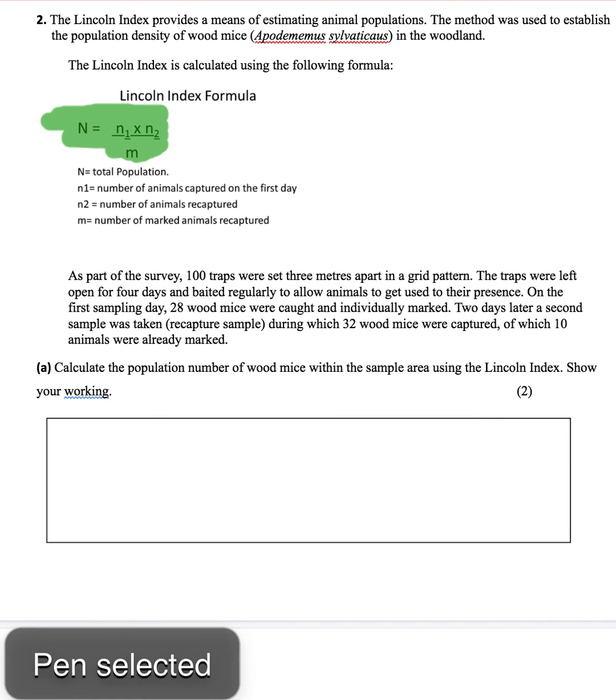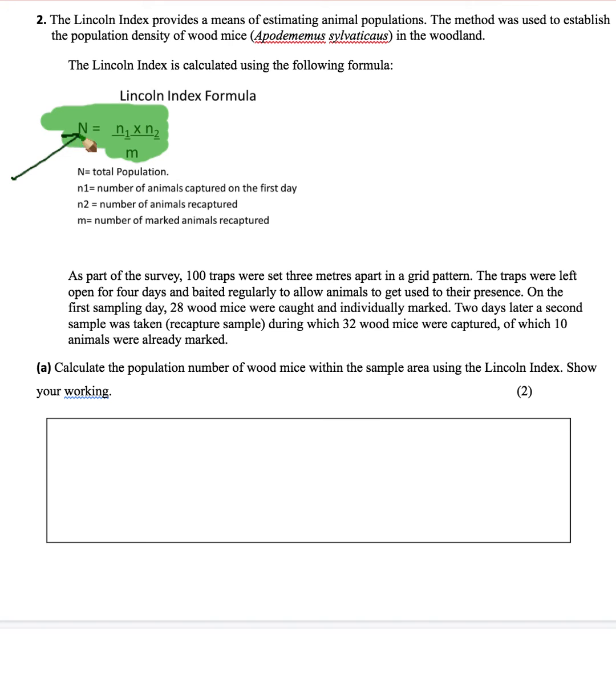Remember, big N, capital N, equals the population in the wild. That's what we want to find out. And these two small n's are the sample sizes that we collected. So we've got N equals n1 times n2 divided by m, and m is the number marked. They're always going to tell you what each of these symbols mean and give you the equation.